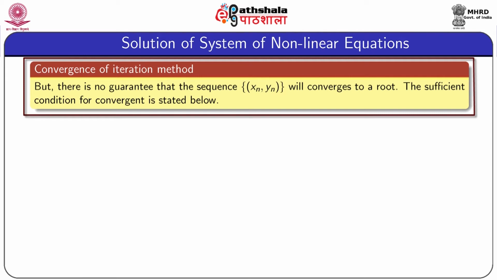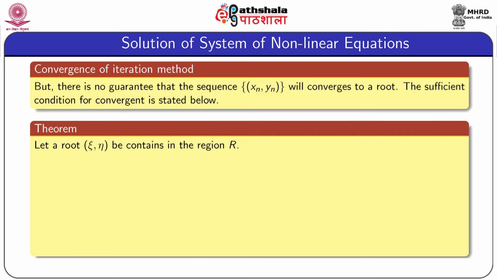The rate of convergence of this method can be determined, but one important issue of this method is that there is no guarantee that the sequence (xn, yn) will converge to a root. The sufficient condition for convergence is stated below. Let R be a region which contains the exact root (xi, eta).